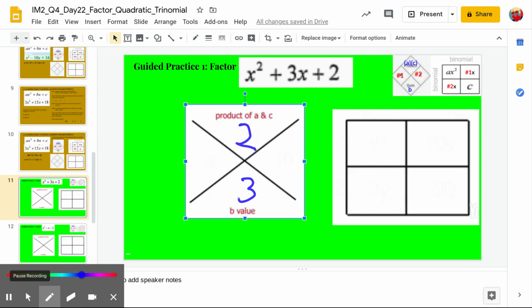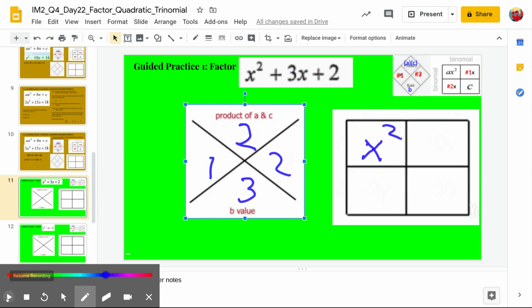Now tell me, what two numbers multiply to 2 and add to 3? 1 times 2 is 2, 1 plus 2 is 3. Let's look at our generic rectangle now. The upper left box, what goes in there? Hope you got x squared. Now tell me what goes in the upper right box and what goes in the lower left box.